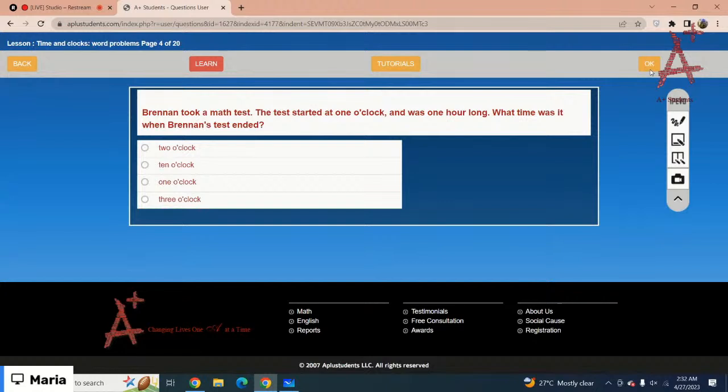Brennan took a math test. The test started at 1 o'clock and was 1 hour long. What time was it when Brennan's test ended? It would be 2 because it started at 1. So right after 1 hour, it would be 2 o'clock.